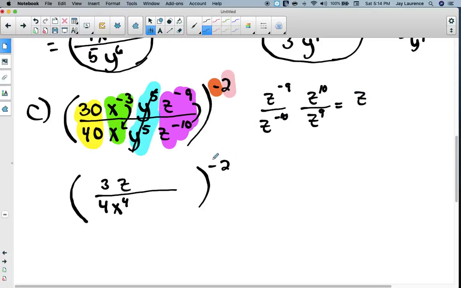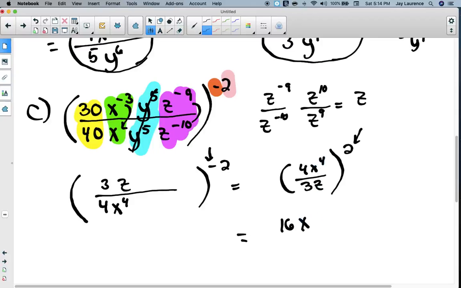Now I'm going to take care of this negative. Negative exponent means to use the reciprocal. So I'm going to have 4x to the 4th over 3z, and that'll be raised to the 2nd power. Okay, finally, I have to square everything. 4 squared is 16. Why do I have to square everything? Because of this too. X to the 4th times x to the 4th is x to the 8th. 3 times 3 is 9, and z times z is z squared. Okay, there you go. All right.